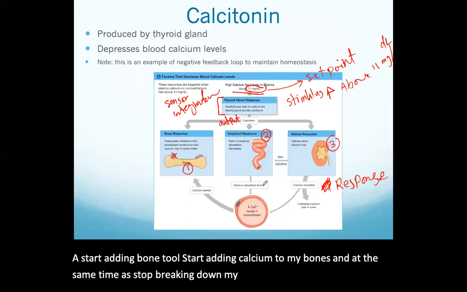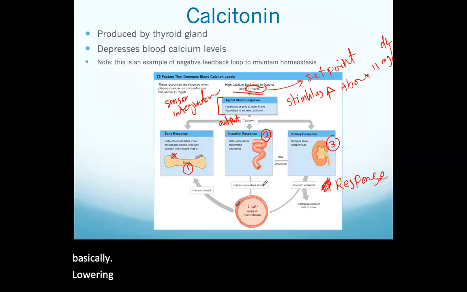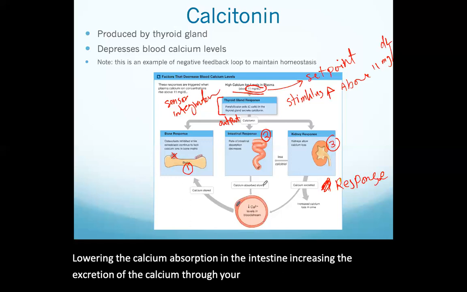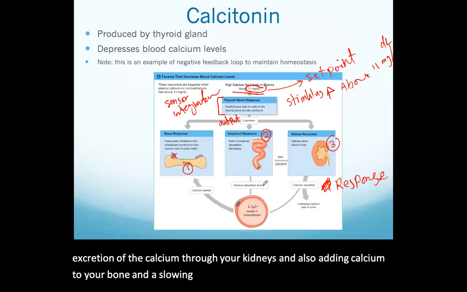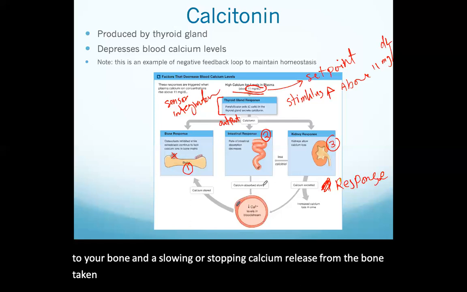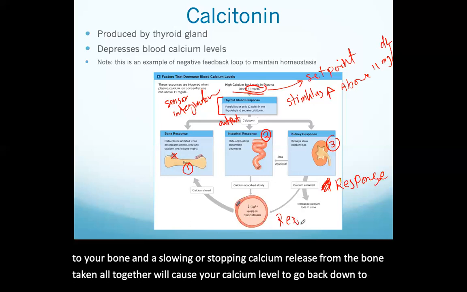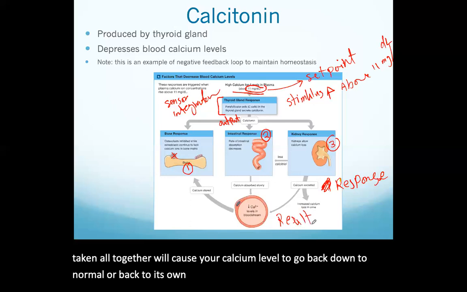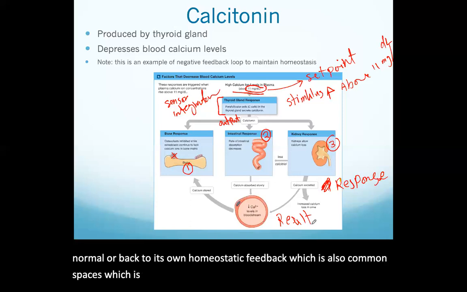So combining this together, lowering the calcium absorption in the intestine, increasing the excretion of calcium through your kidneys, adding calcium to your bone, and slowing or stopping calcium release from the bone, taken all together, will cause your calcium level to go back down to normal, back to homeostasis, which is basically your result.